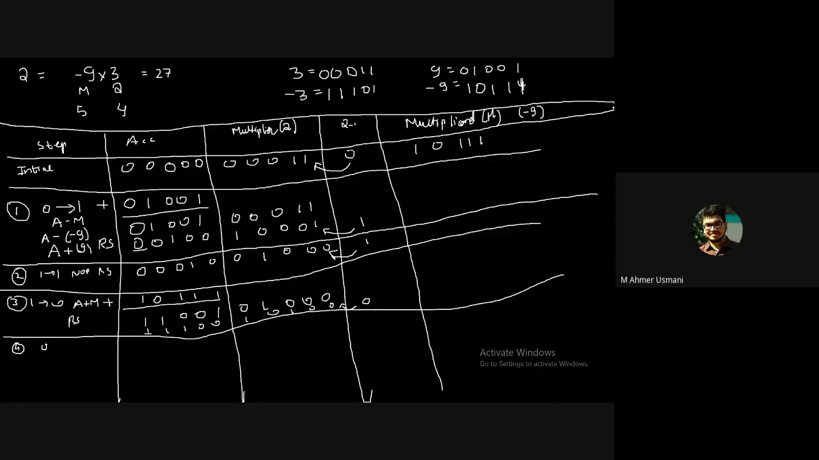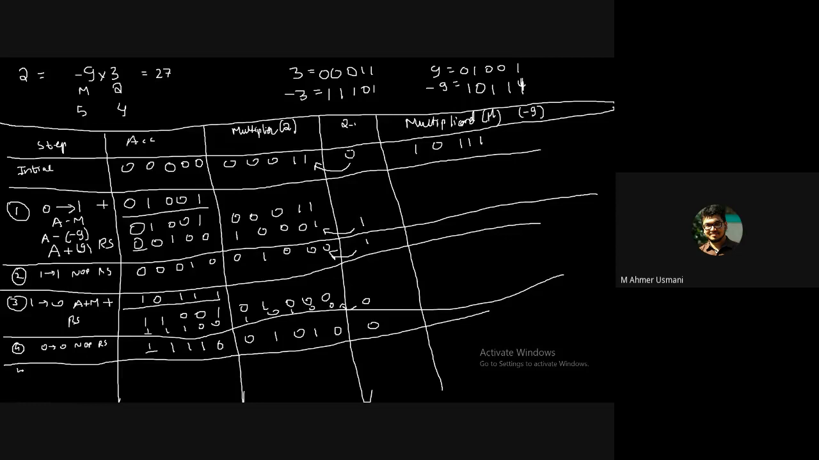Since the transition is happening from 0 to 0, no operation. You just need to perform a right shift. So perform the right shift. So 1 1 0 0 will come over here. Then we get 1 0 1 0 0. We got a vacant place. We put 1 over here. We retain the MSB. This is step number 4.